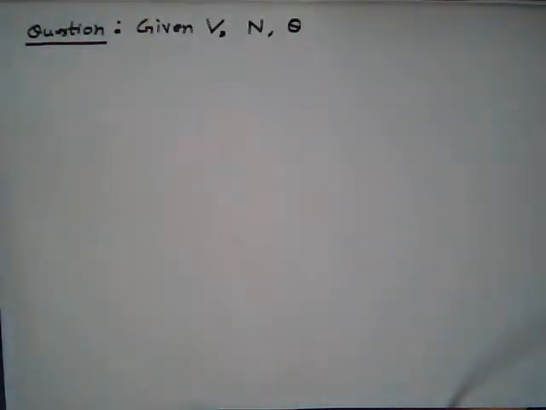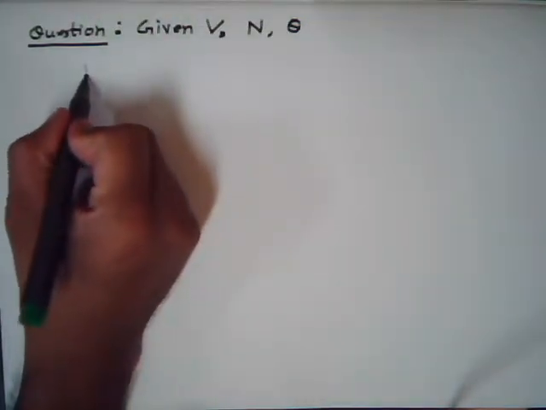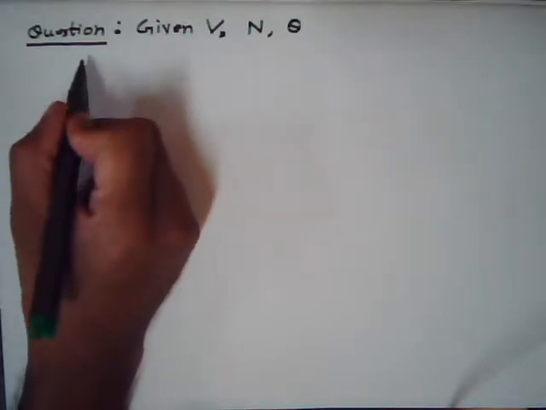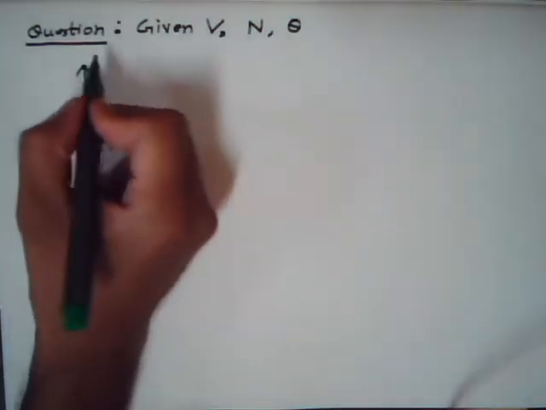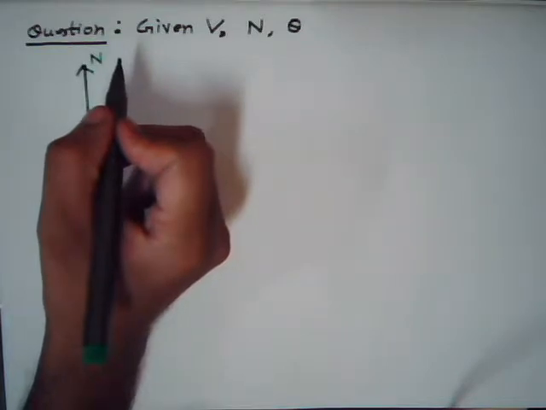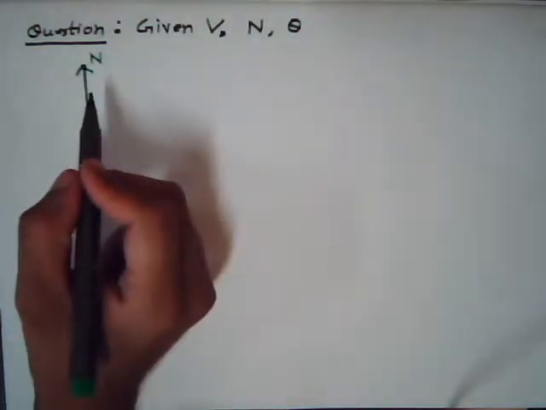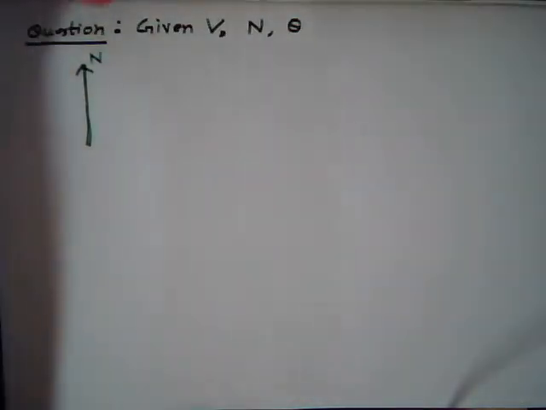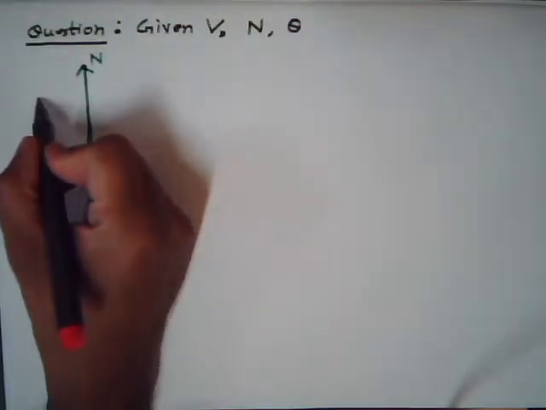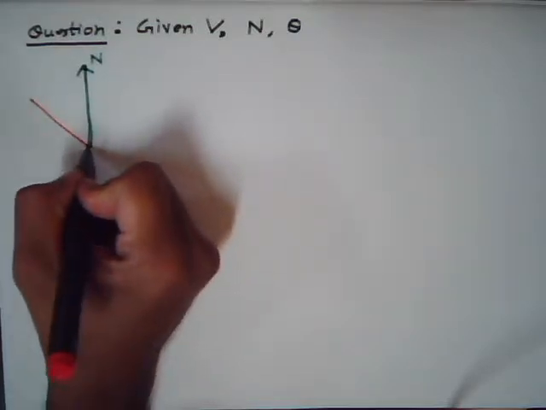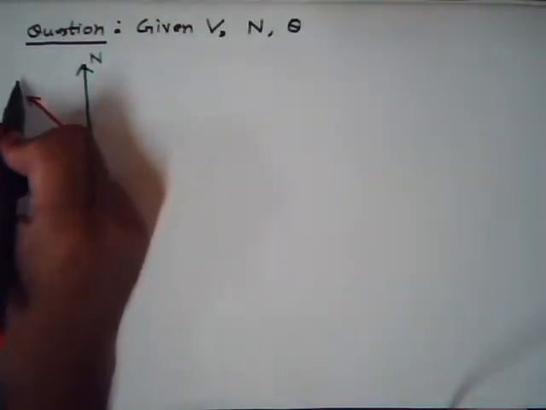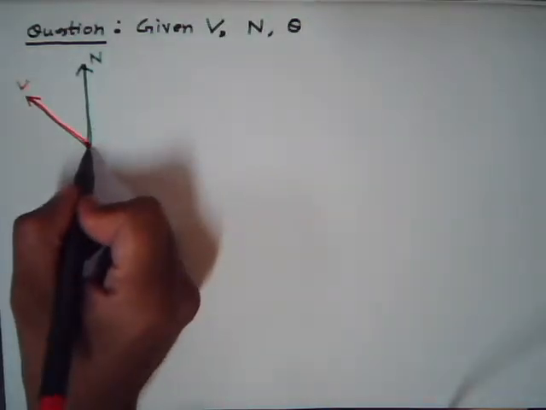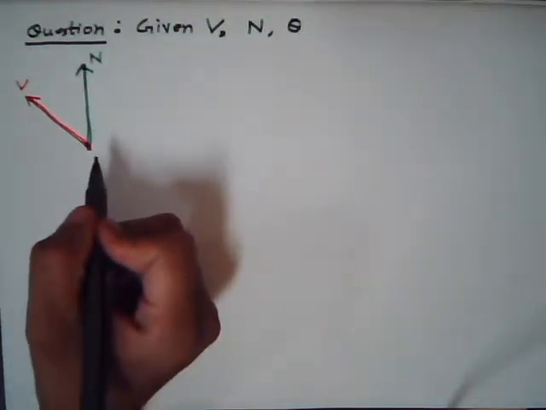Let us now draw the diagram. Let this green line represent the vector N, which is of unit length or unit norm, and then let this red line represent the vector V, and this point is the origin of the coordinate system.